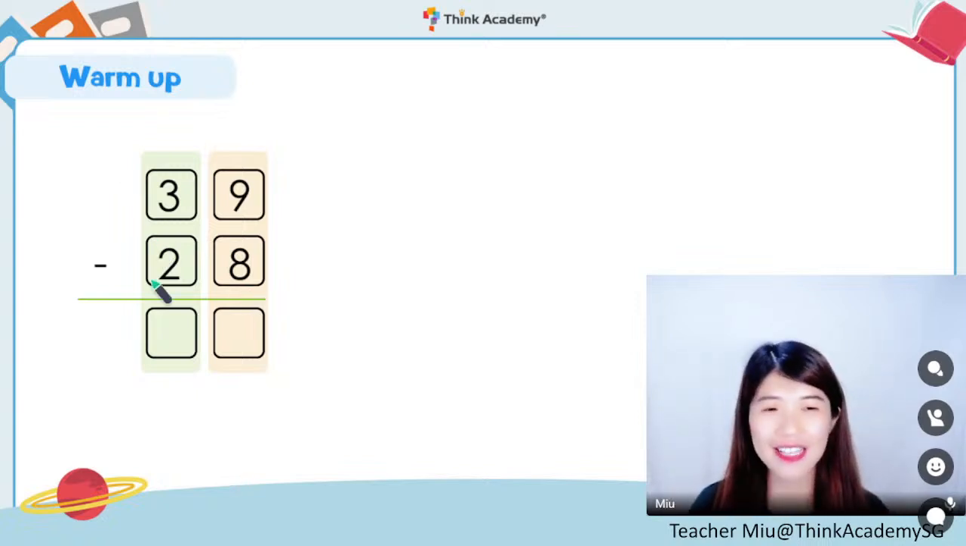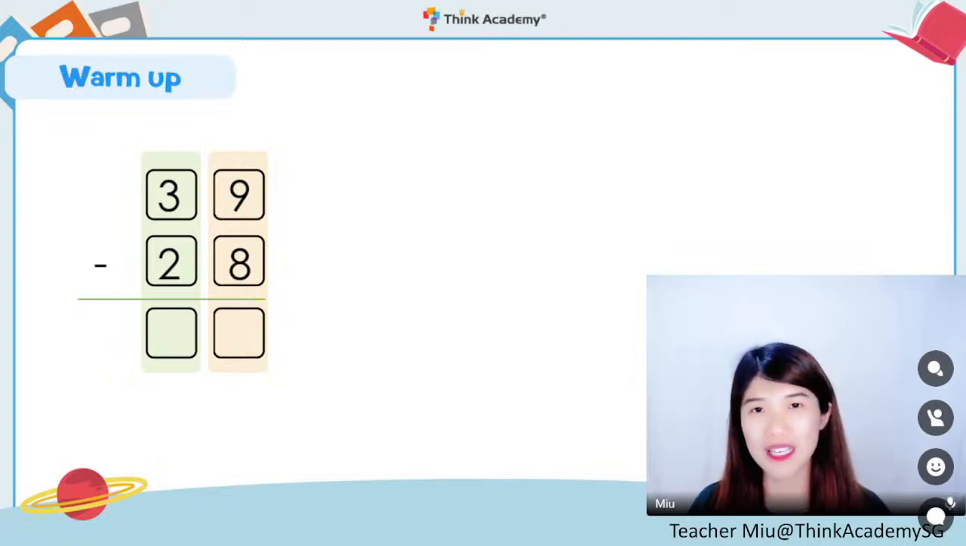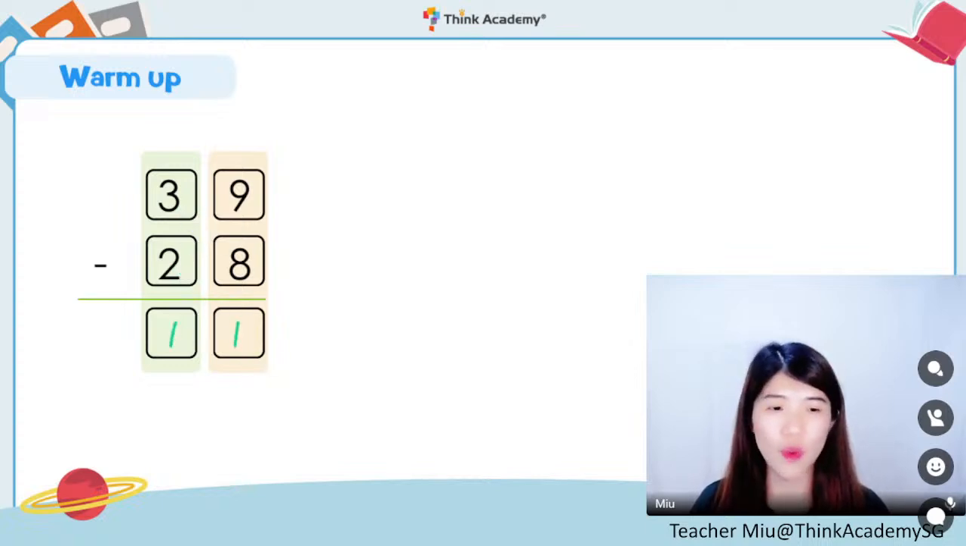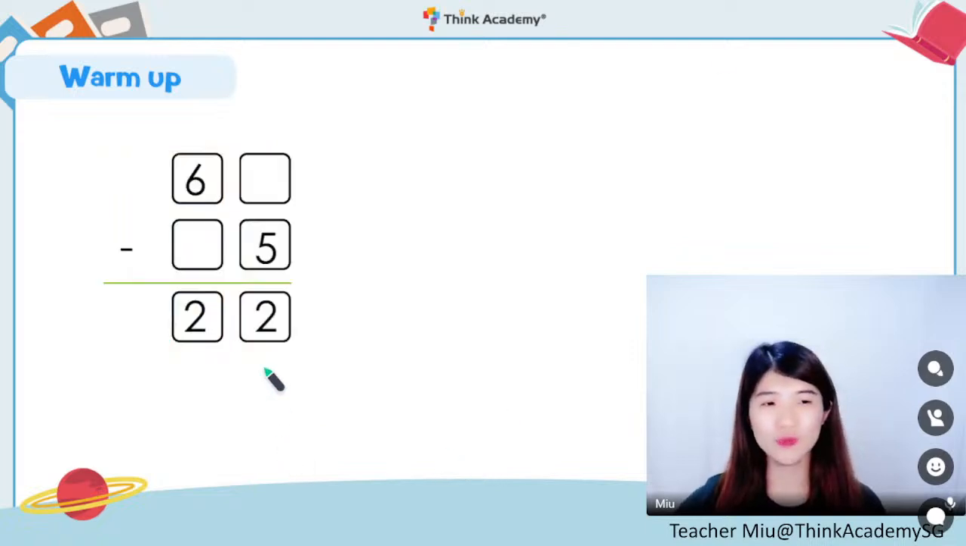All right. So when you're doing minus, again, you should start from the ones place. So 9 minus 8, that gives you 1, and 3 minus 2 gives you 1. It's so easy, right? Super easy. Let's come to the puzzle. Now look at the puzzle again.